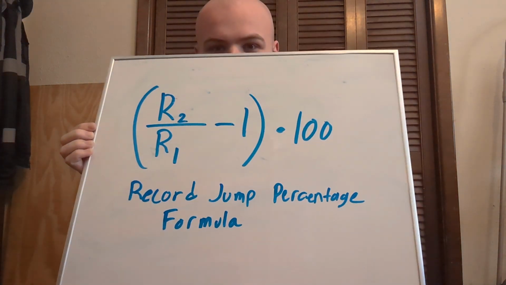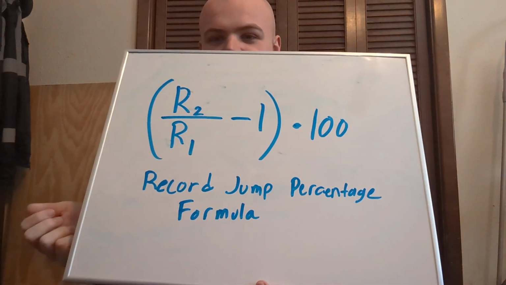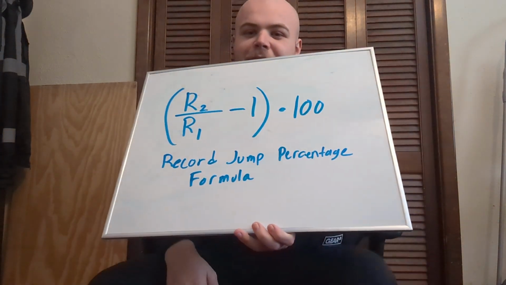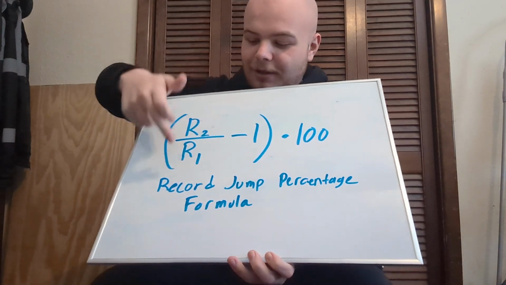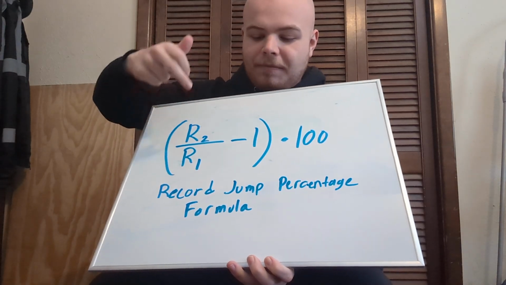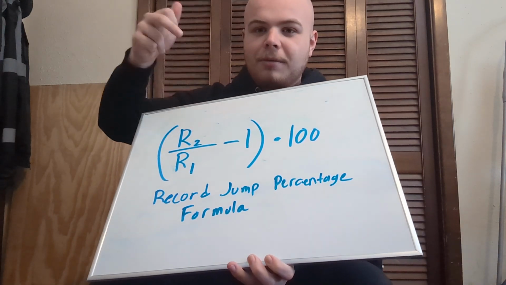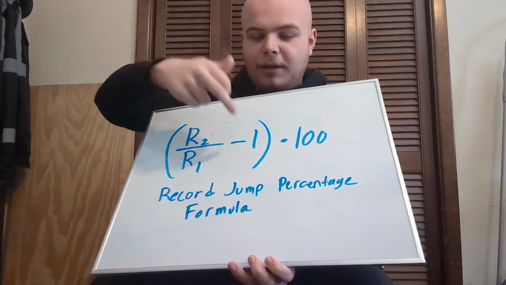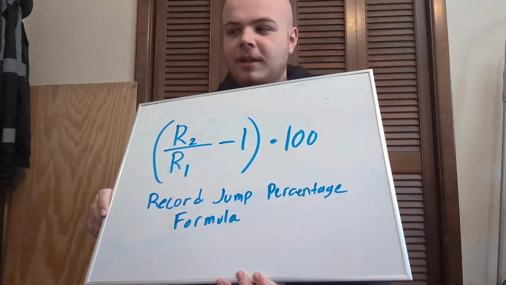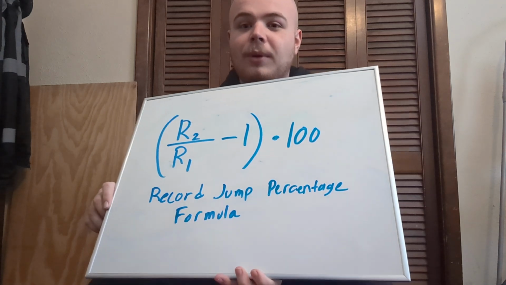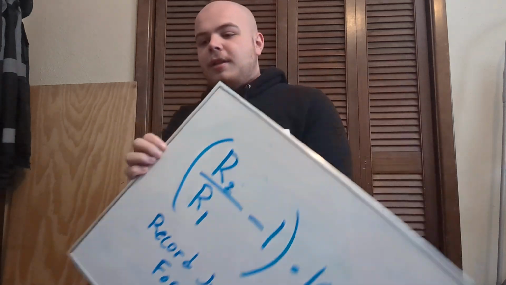Again, I came up with this back in 2020. If it looks a little bit complicated, R2 is your current record, R1 is your previous record. You divide your current record by your previous record, subtract 1, and then multiply the result by 100 to get the record jump percentage. So I'm going to do an example of this with my very handy dandy TI-84 calculator.